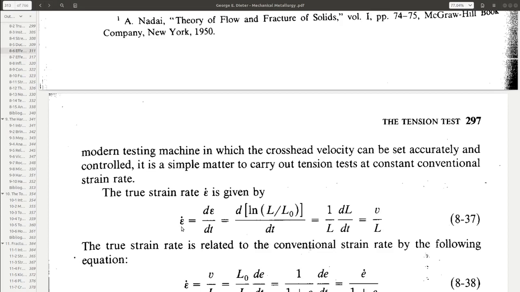Okay, so that is one thing we need to understand. If I just keep my crosshead velocity constant, I am not having a constant strain rate. I am just having a constant conventional strain rate but not a true strain rate. So with respect to L, I have to adjust the V as well in order to keep this epsilon dot constant.